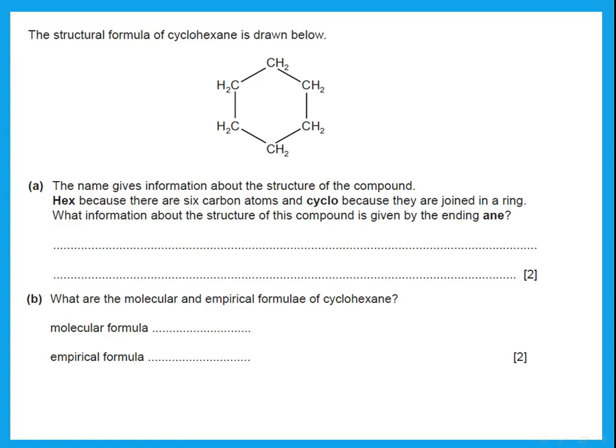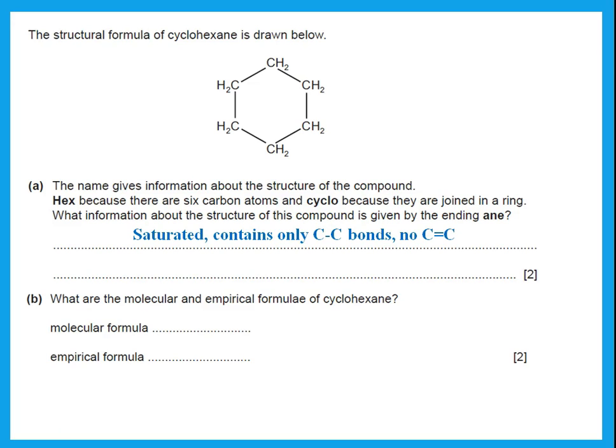Okay, the structure formula of cyclohexane is drawn. The name gives information about the structure of the compound. We said hex means it has 6 carbon atoms. The word cyclo means that these 6 carbon atoms, instead of just being in a chain, the chain is joined together to form a ring. So what information about the structure of this compound is given by the ending ane? We said if something is ane, that means it is saturated or contains only C single bond C, or it doesn't have any C double bond C.